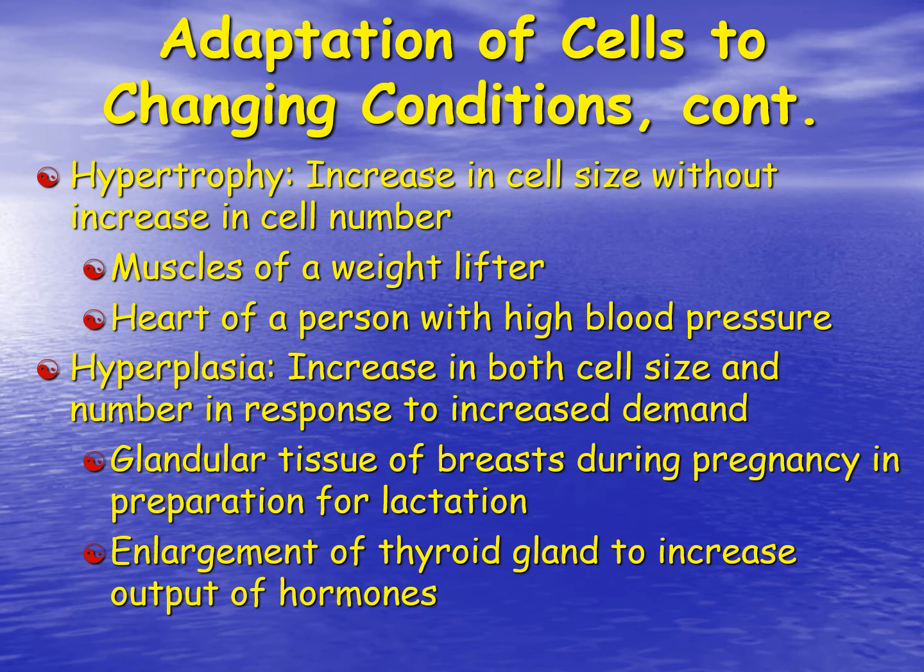Enlargement of the thyroid glands to increase output of hormones. So if we need more T3, T4 coming out of the thyroid, it actually will enlarge. And this is due to increased numbers of the follicular cells.